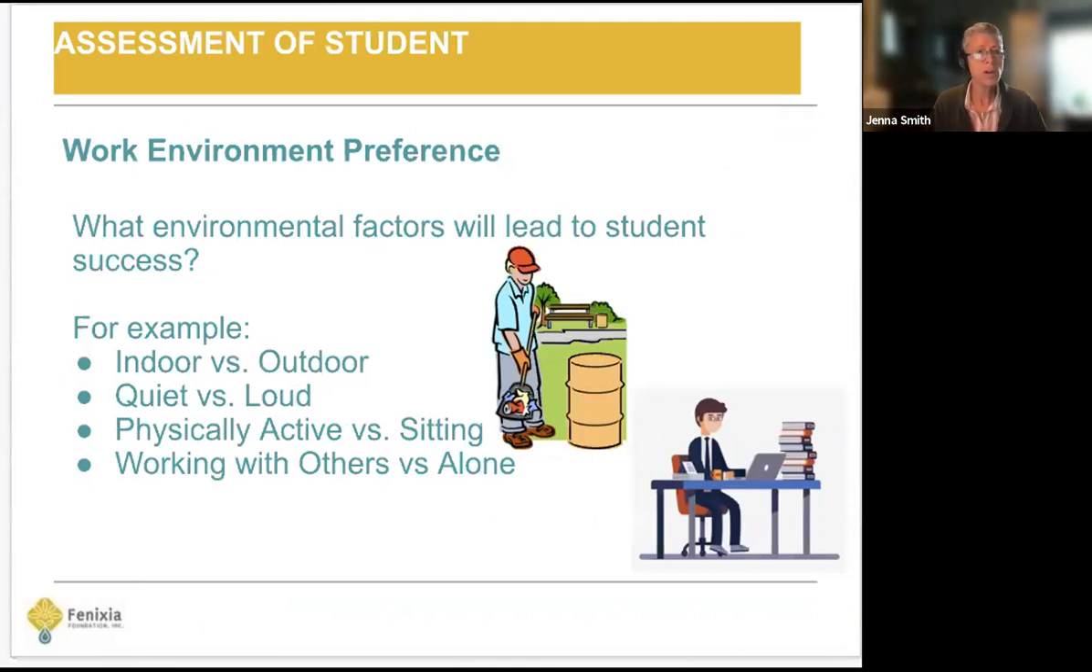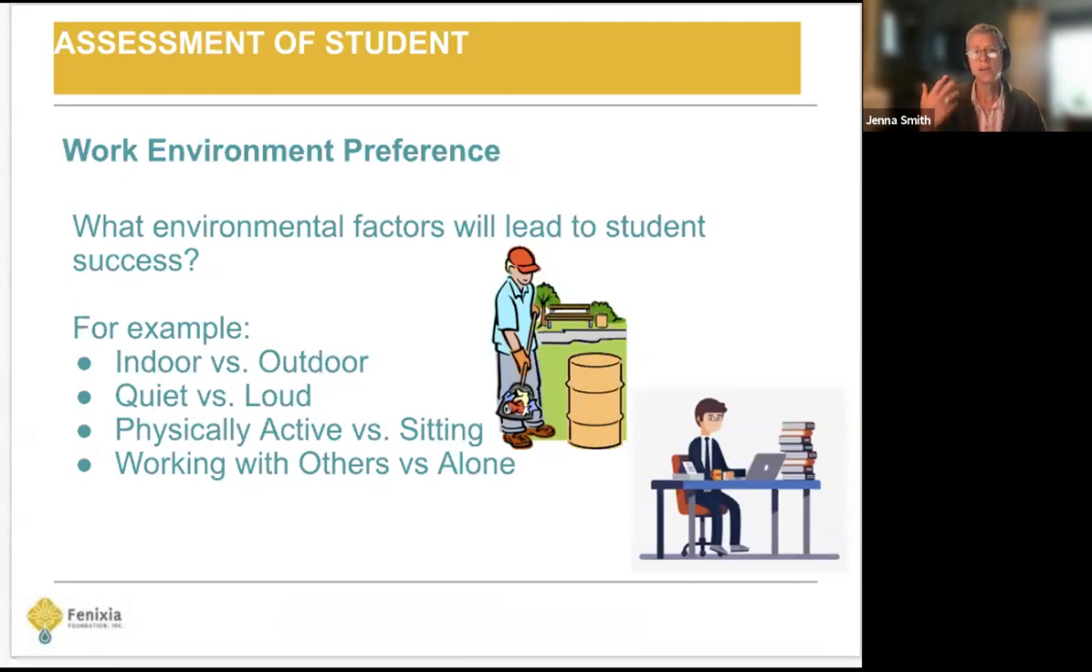We all have these same preferences. Some people are indoor people, they're fine inside in an office. Other people, like myself, like to be out and moving around. So I'm an adult transition teacher because I get to be in the community. Some people need a very quiet environment to be successful. Maybe they're impacted by autism and have some real sensitivities to sound. Other people can work in a loud, sort of chaotic environment. Physically active versus sitting, working with others versus working alone.